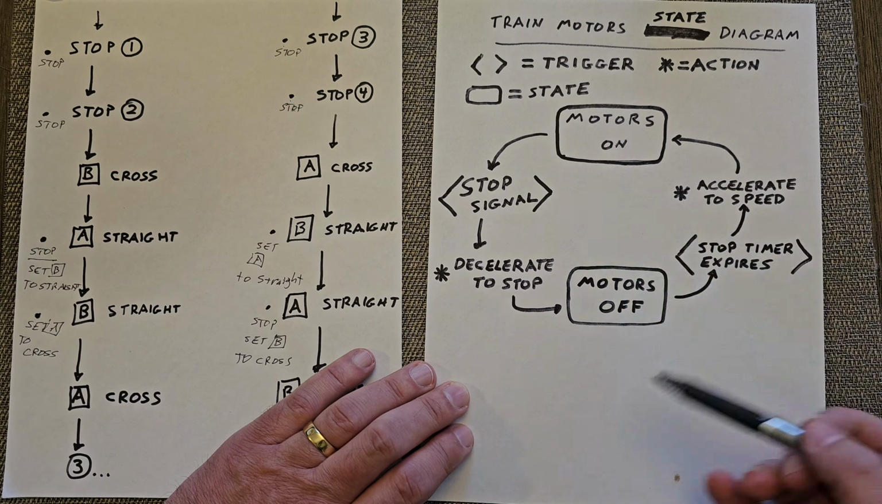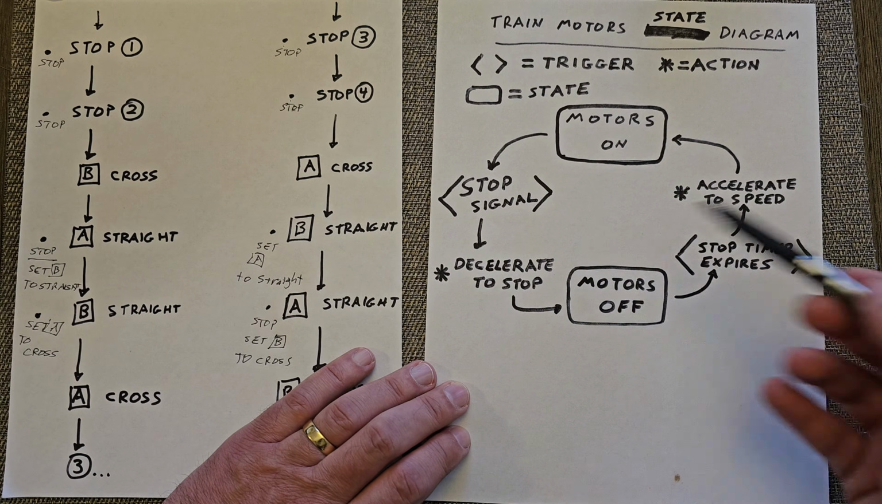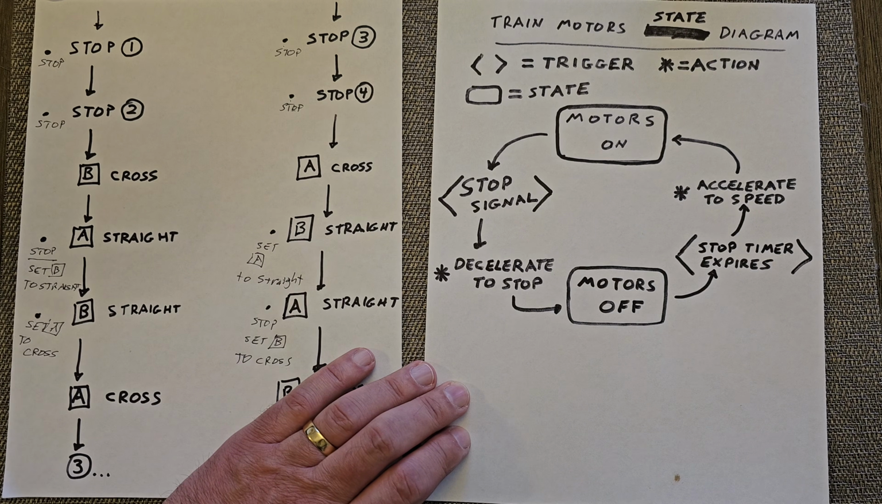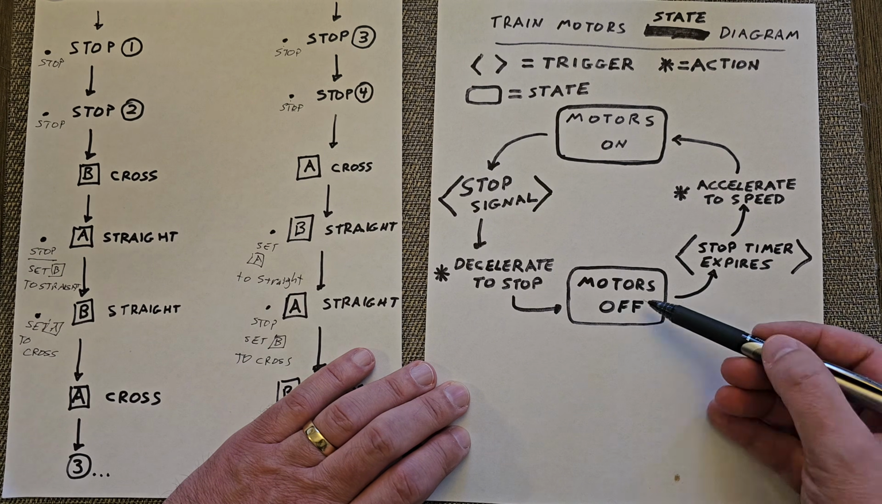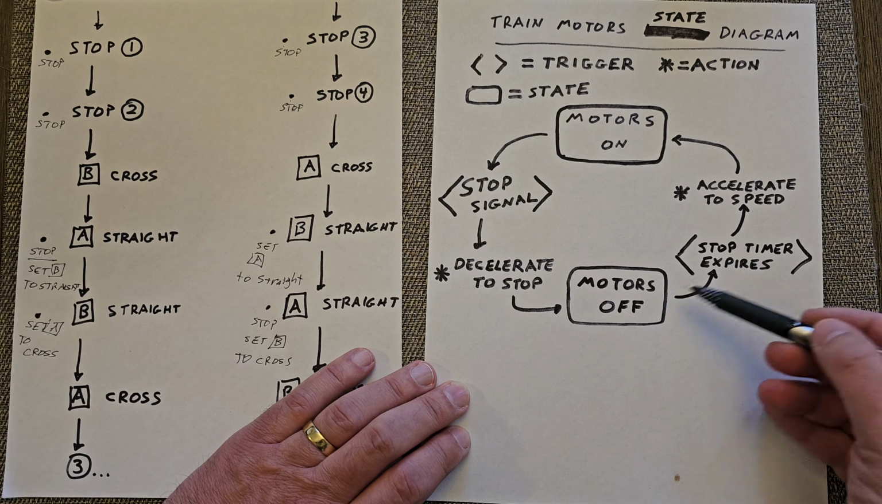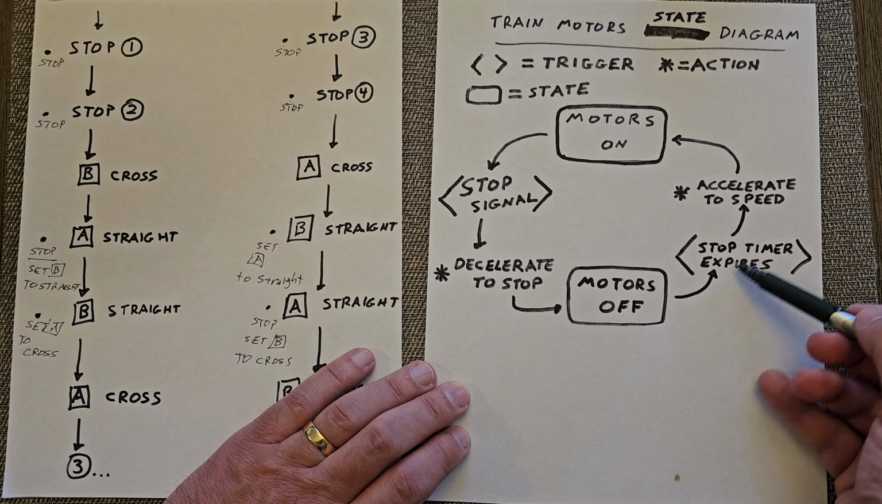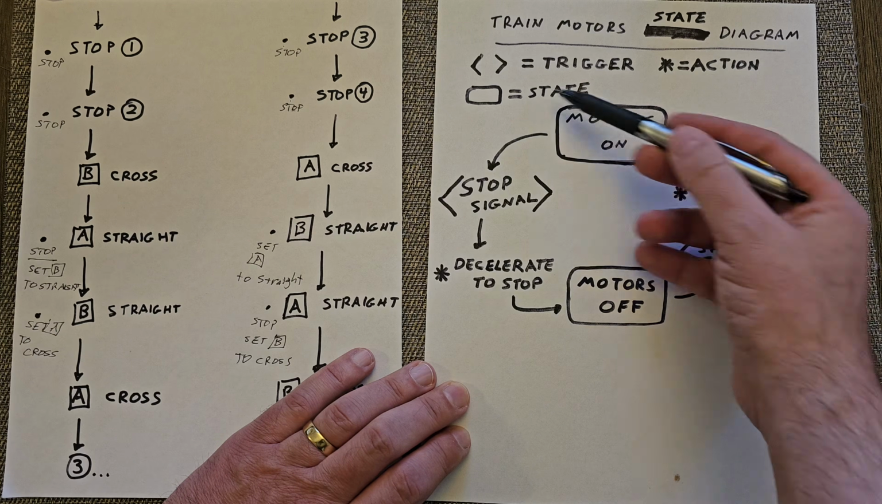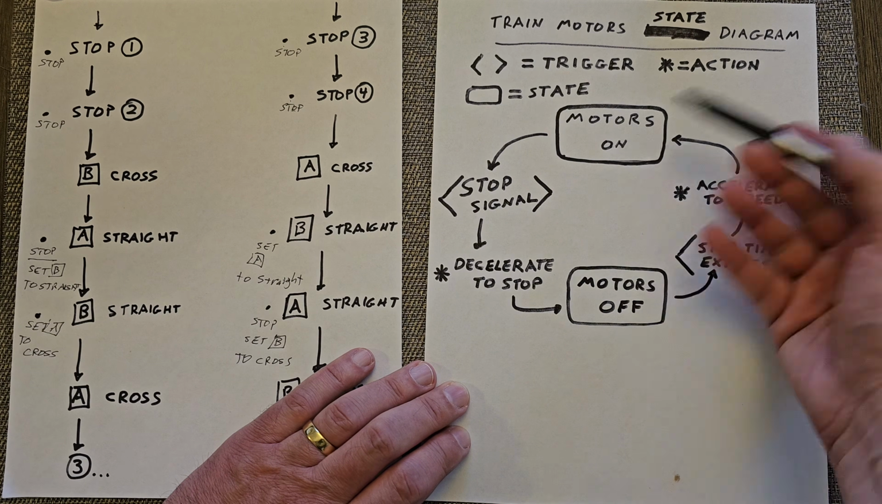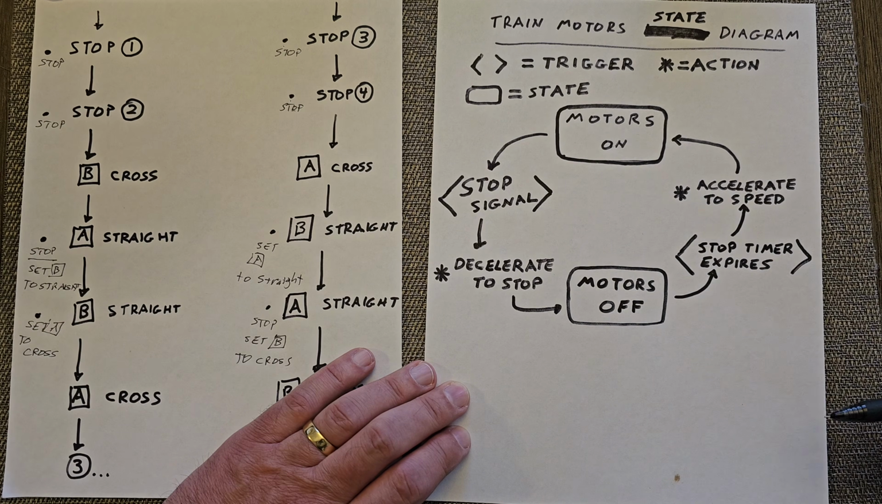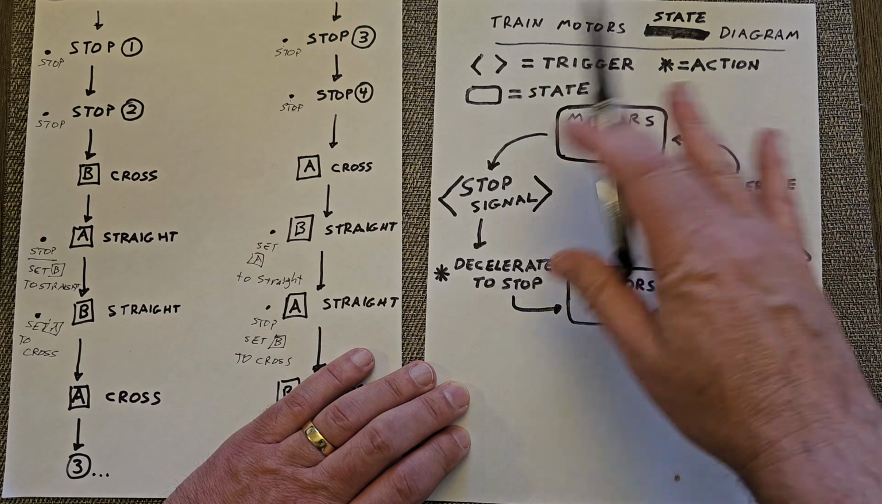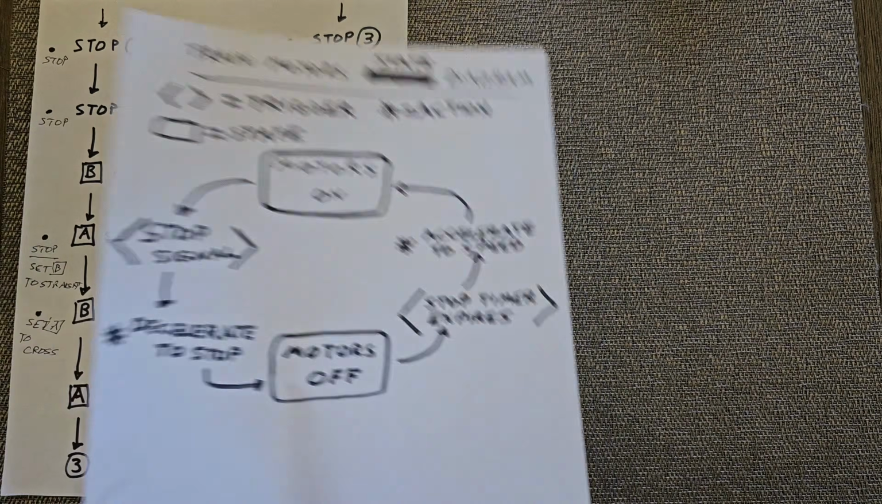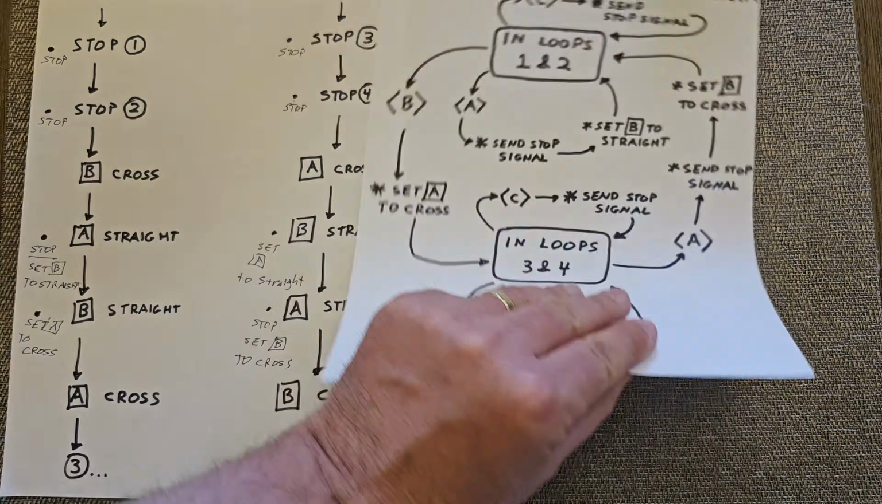off state. When the stop signal starts, we're going to set, maybe a 10-second timer so the train will pause there for 10 seconds. Once that timer expires, if you're in the motor's off position, then you will accelerate to speed. If you're already in the motor's on state and you get the stop timer expiring, you don't need to do anything because the motors are already on. That's why we have two states. This is the simple diagram, but how about the train switches?